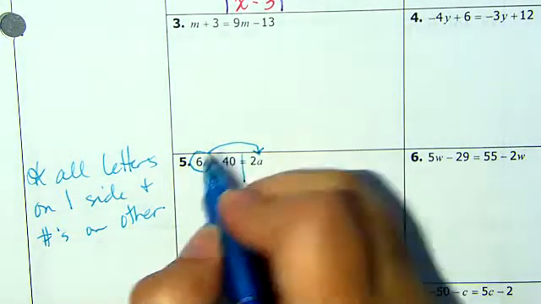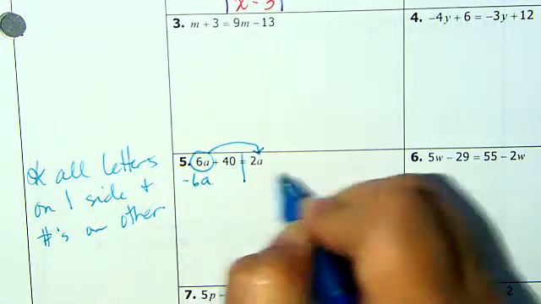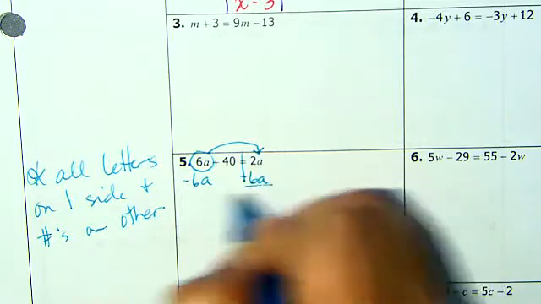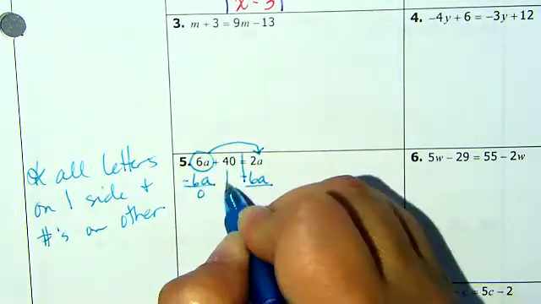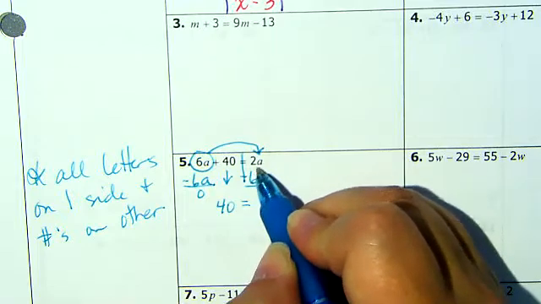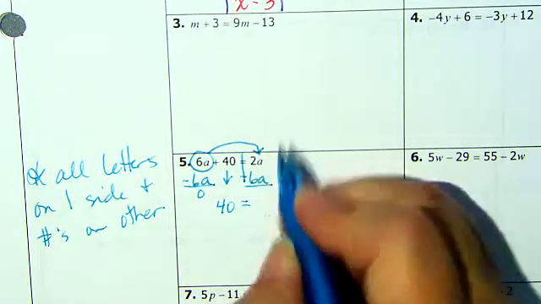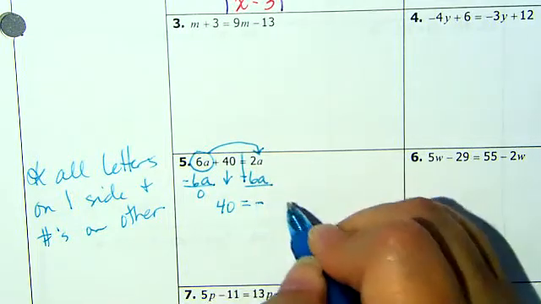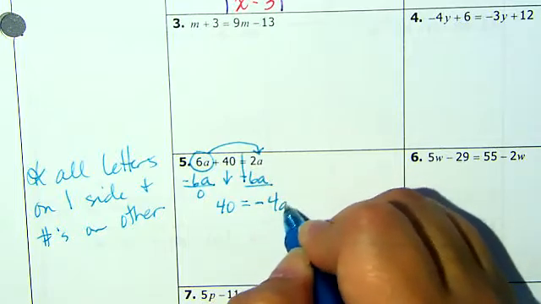And in order to do that, that's a positive 6a, so I'm going to subtract 6a from both sides. And this now equals 0. Bring it down, and I have 40 equals. I have to follow my integer rules. They're doing battle, so I end up with a negative because the negatives are winning. So I'm doing 6 minus 2, which gives me 4a.